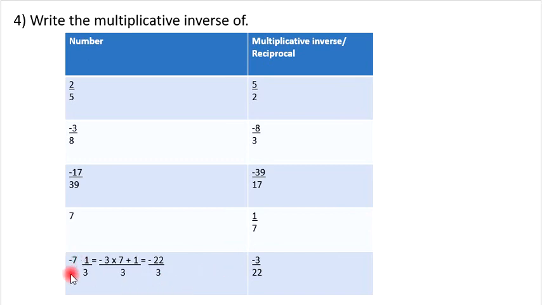If a mixed fraction is given, please convert it into a proper fraction first and then write its multiplicative inverse or the reciprocal. Always remember one important note: the product of a number and its multiplicative inverse is always 1. It means if you multiply 2 upon 5 into 5 upon 2, the answer will be 1, where the 5 will get cancelled and the 2 will get cancelled.